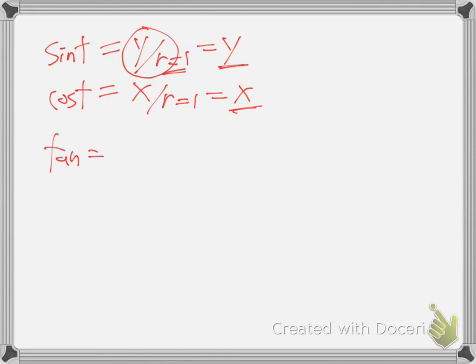Tangent, just like Alex was saying, is sine over cosine. And then, remember how to get the other 3 trig functions? Flip them, flip them, flip them. Exactly.